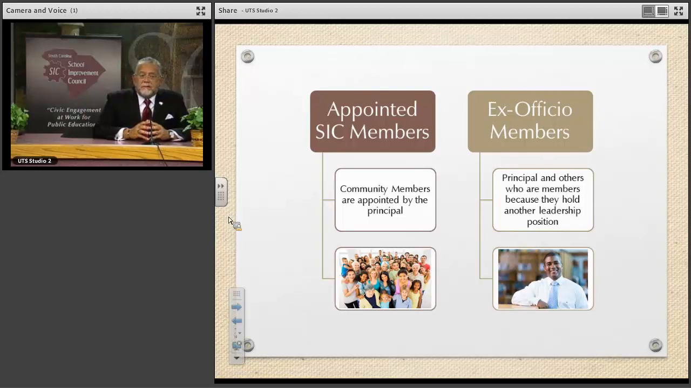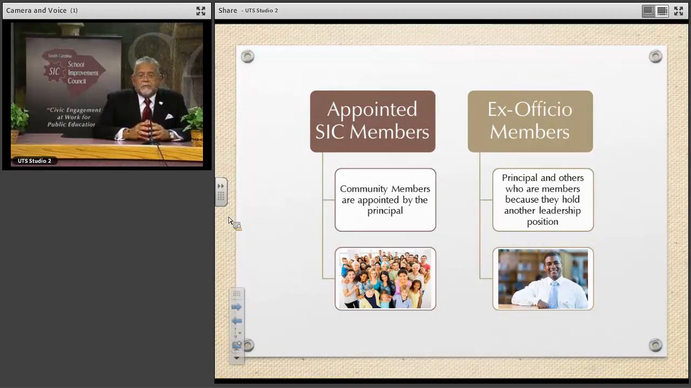The third and final type of member on an SIC is the ex-officio member. Ex-officio members are SIC members because they hold another position in the school or community that the SIC wants represented on their council. The principal must always be an ex-officio member, but SICs can create additional ex-officio positions simply by listing them in their local bylaws.